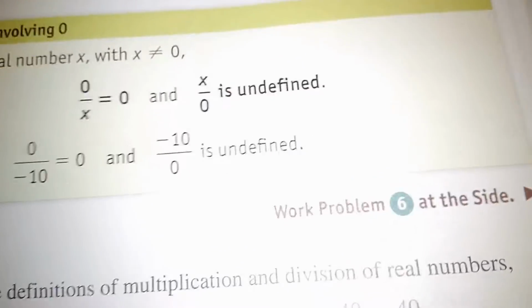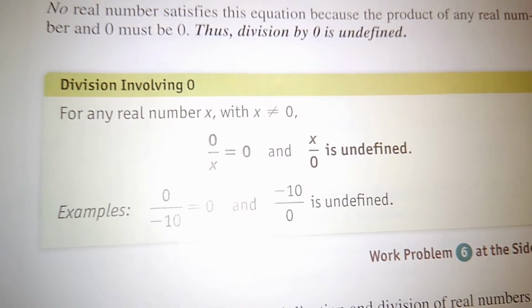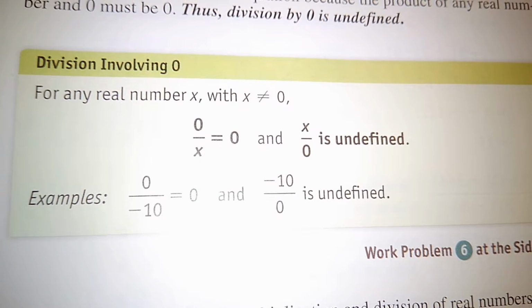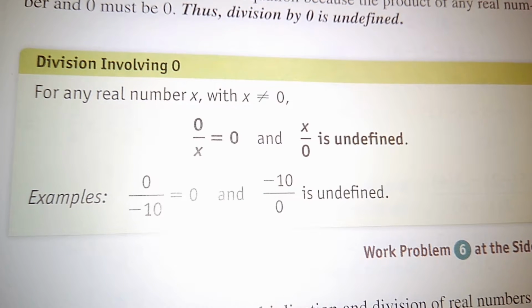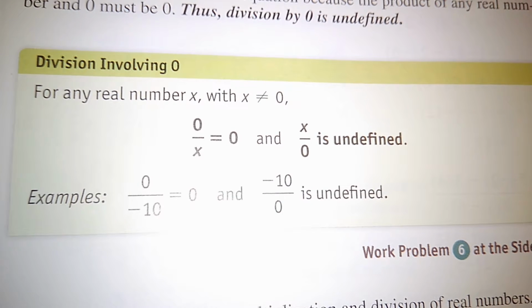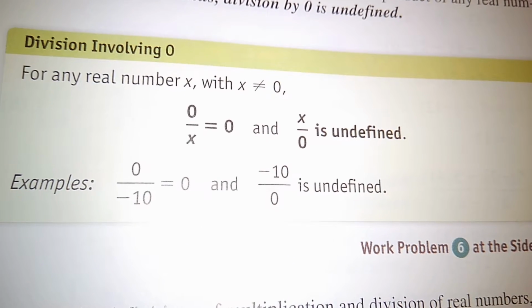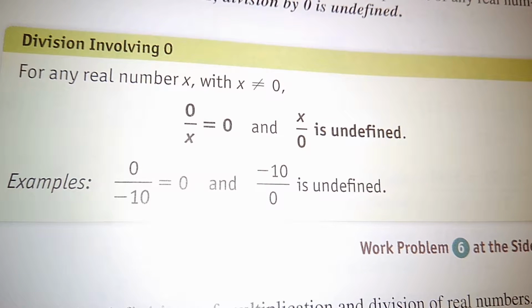This is on this page. That's not like the multiplication involving 0, where you always get 0. For division, sometimes we get 0, sometimes we have undefined results. I'm going to ask a volunteer to read this green box for us. Whose turn? Ronald? For any real number x with x not equal to 0, 0 over x equals 0, and x over 0 is undefined. 0 over negative 10 equals 0, and negative 10 over 0 is undefined.